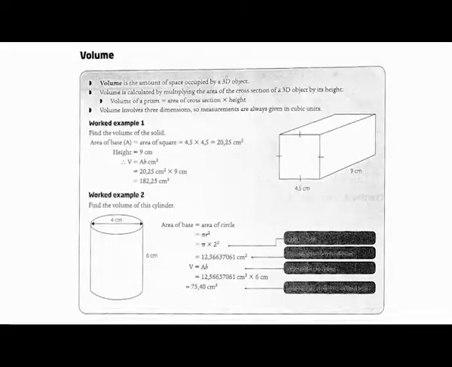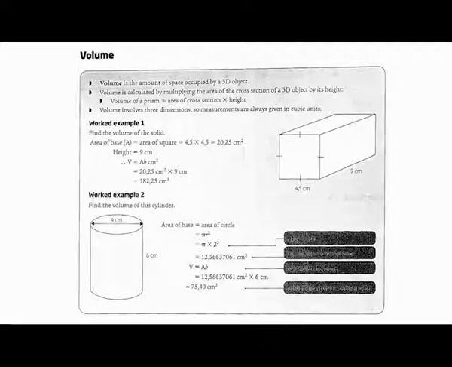Surface area, make sure you know your formula there as well. Volume, there you can have a look at the volume, find the volume of the solid. The area of the base is equal to the area of the square, 4,5 times 4,5, and the height is 9, so the volume will be A times the height, the area times the height. So you can go through that.